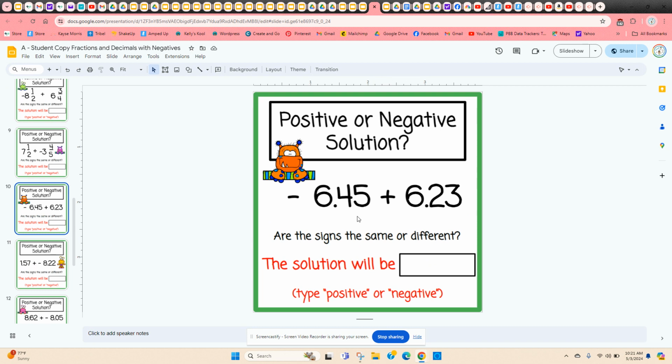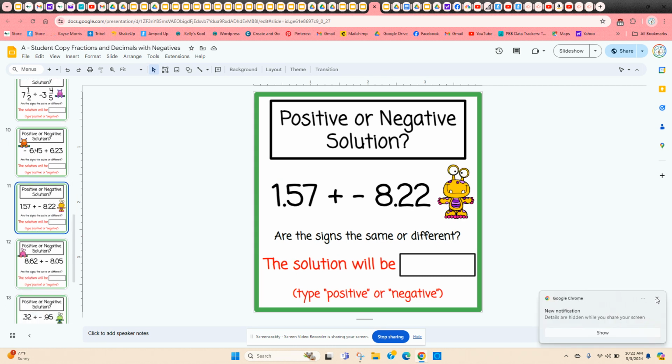Then they move on to some decimals. They need to recognize which one is greater. Because the signs are different, they're going to be subtracting, taking the sign of the one with the greater absolute value. So 45 hundredths is greater than 23 hundredths. Answer will be negative.